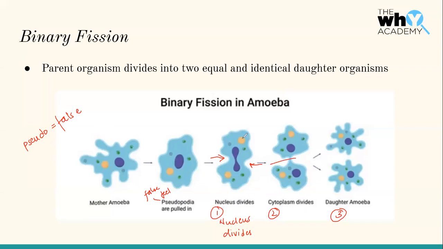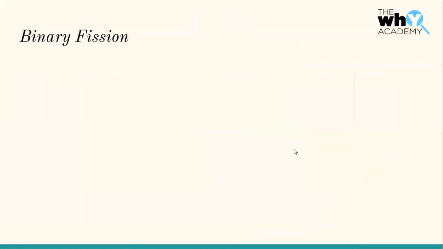So when you make the diagram, just make sure you're showing nucleus division and you're showing cytoplasm getting pinched off and two daughter amoeba form. This is important. It's not much to label in it, right? Okay. And you have another example.